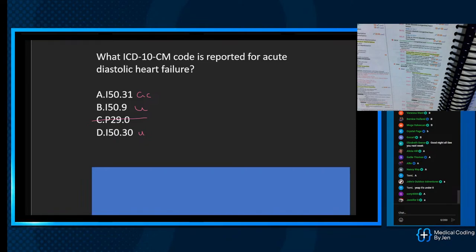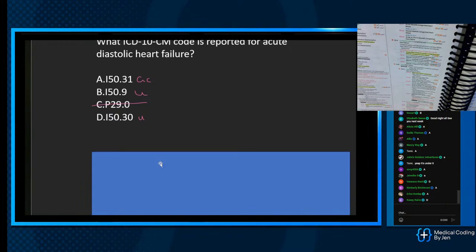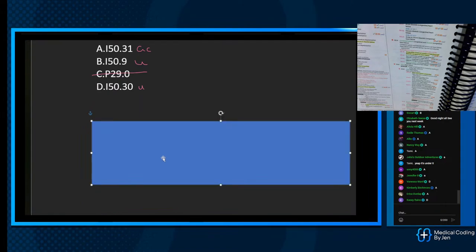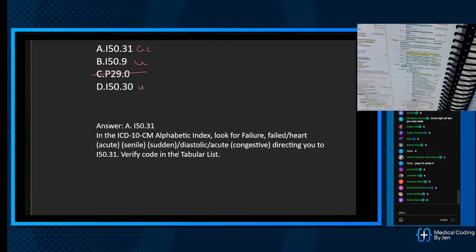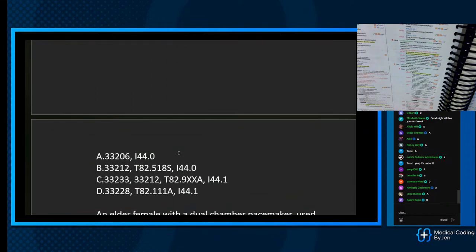We're going to do some CPT codes. My very next question is combining CPTs and diagnosis codes, which is going to be helpful because we've not done these questions before. There you go. The one that says acute. Easy peasy.